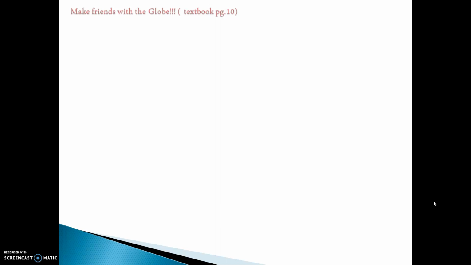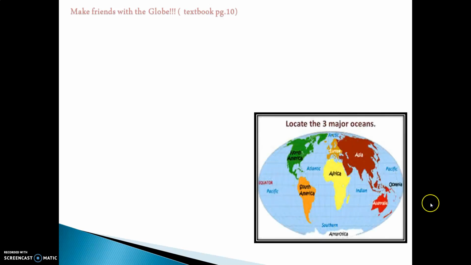Make friends with the globe. Now, on your textbook page number 10, you have some questions asked based on this particular map. Maybe this map might not be very clear to you. Therefore, I request all of you to open your textbook to page number 10, see this map and answer the questions.